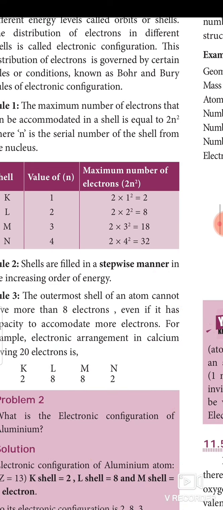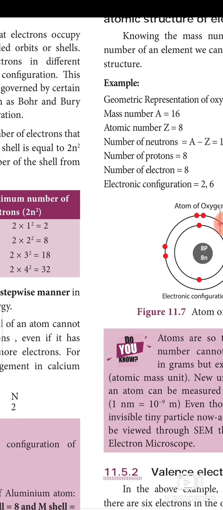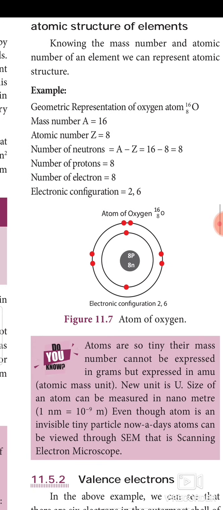Is it clear? Yes. Next I am going to the geometrical representation of atomic structure that I have explained to you using this calcium itself. But let's see the example which is given in the textbook itself. Here they have given oxygen as an example. Its atomic number is 8 and its mass number is 16. Neutron number is 8.